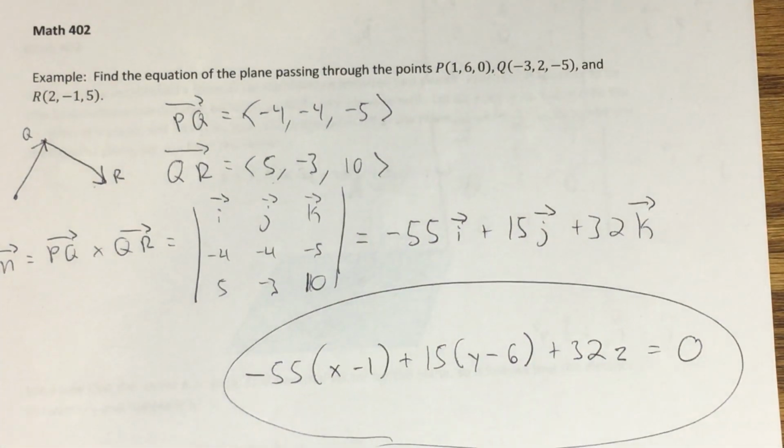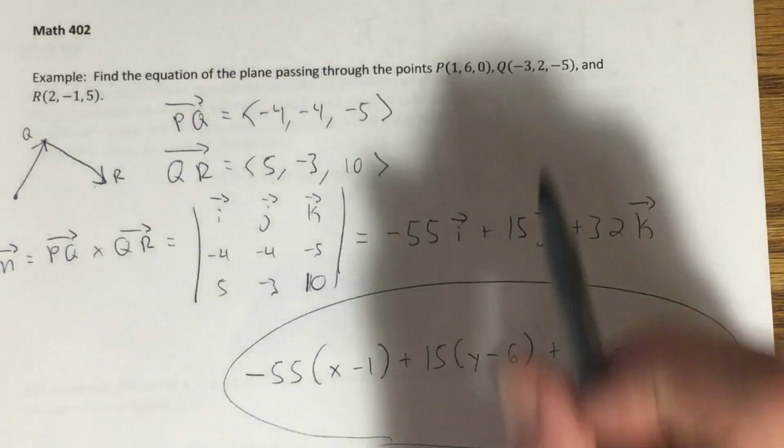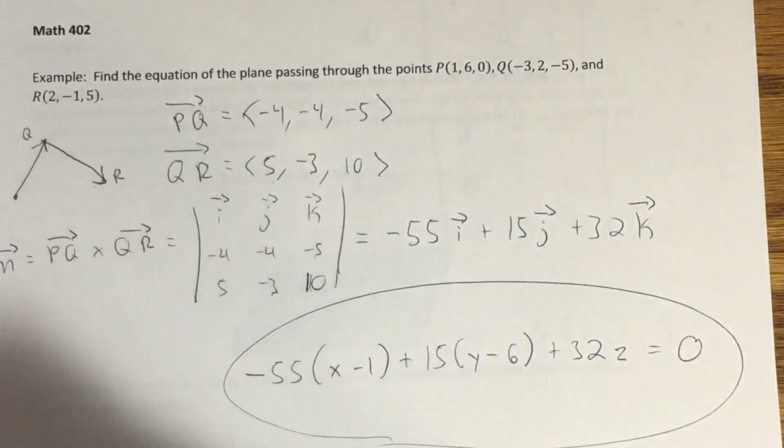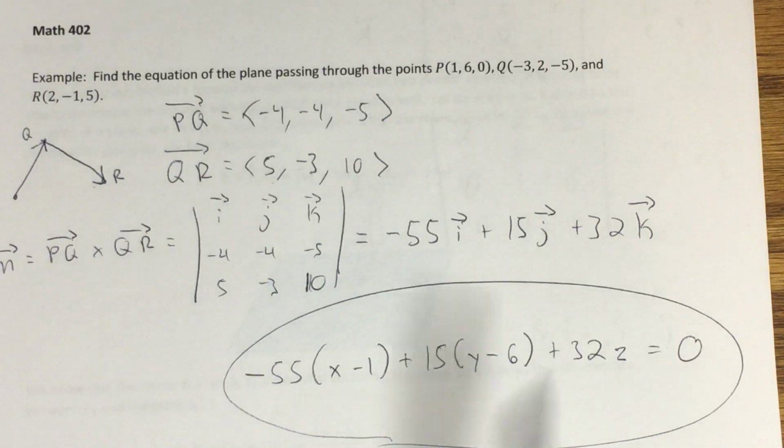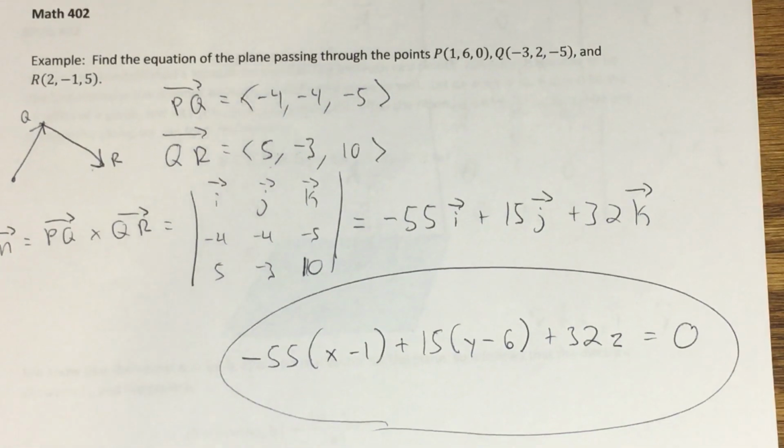Now you might be looking at that and thinking, well, what would happen if I chose a different point? What if I chose Q or R? Then wouldn't that give me a different equation? And the answer is technically no. It would give you a different looking equation, but it would actually be equivalent to this one.